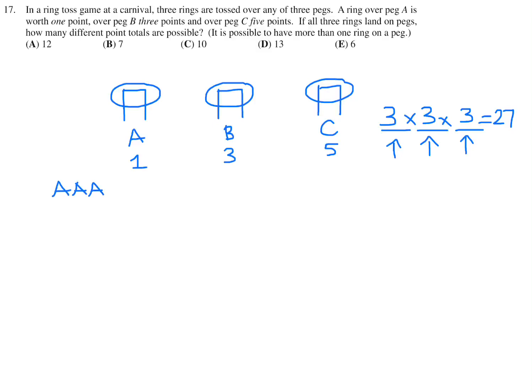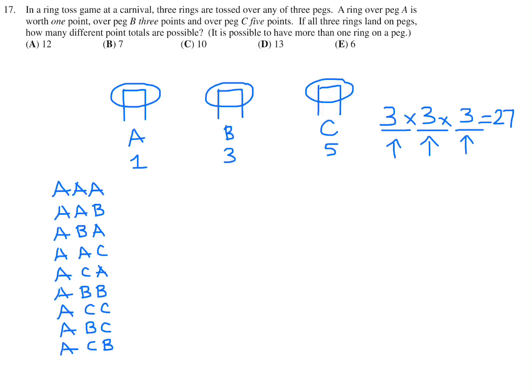So we've got AAA, AAB, ABA, AAC, ACA, ABB, ACC, ABC, and ACB. This is one set where the first is A. I just did it like that. So if the first is A, you have 9 possible choices. And therefore, we want to figure out the points for each of these.